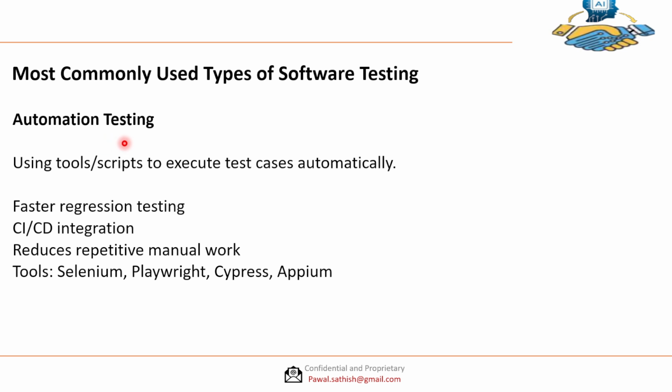Next is automation testing. In automation testing, we are using tools and writing scripts to execute the test cases automatically. Automation testing is useful in regression testing. We can even integrate it with a CI/CD pipeline. It reduces the repetitive manual work. Examples of automation tools used in industry right now are Selenium, Playwright, Cypress, and Appium.